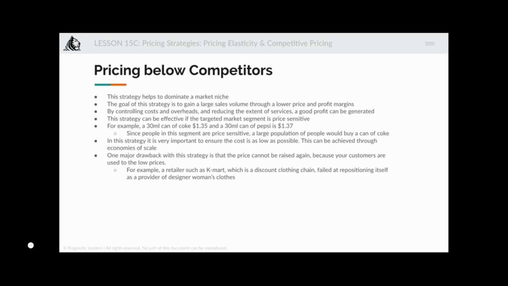So in this strategy, it is very important to ensure the cost is as low as possible, and you can achieve this via economies of scale. One of the major drawbacks is once you have priced your product lower than your competition, it's very difficult to charge higher or to increase the price again. Okay. So, for example, Kmart is a discount clothing chain. It was unable to reposition itself as a provider of designer women's clothes, because people just perceive Kmart will have cheap products. That's it.